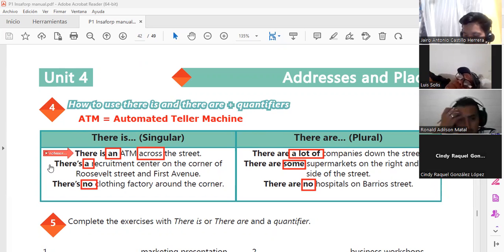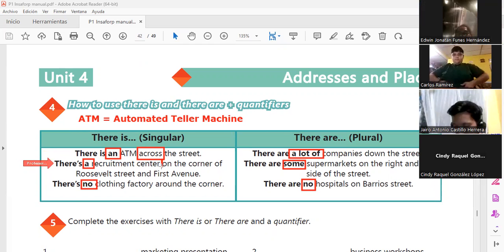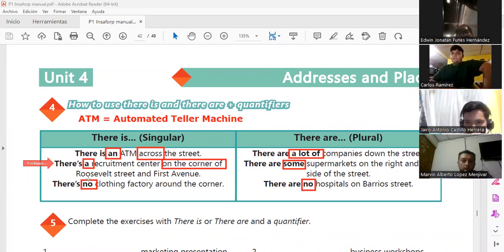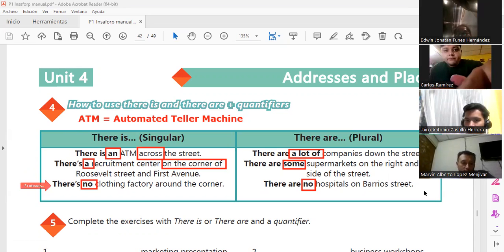Luis Solis, there's a recruitment center on the corner of Roosevelt Street and First Avenue. Excellent. Another preposition, on the corner of Roosevelt Street and First Avenue. All right, so let's continue with this one. Carlos, there's no chlorine factory around the corner.